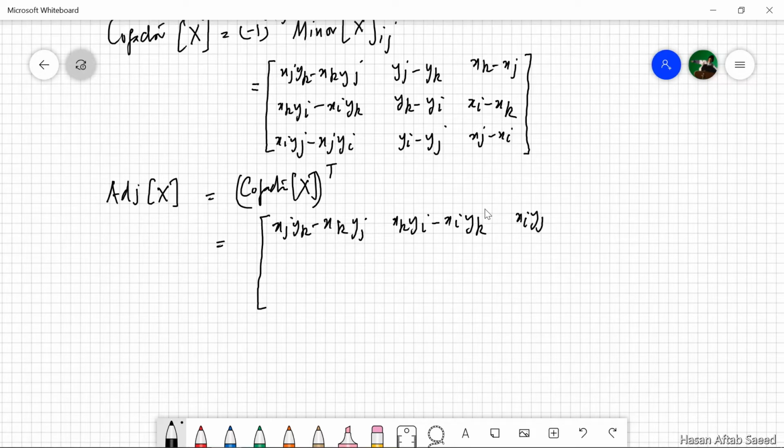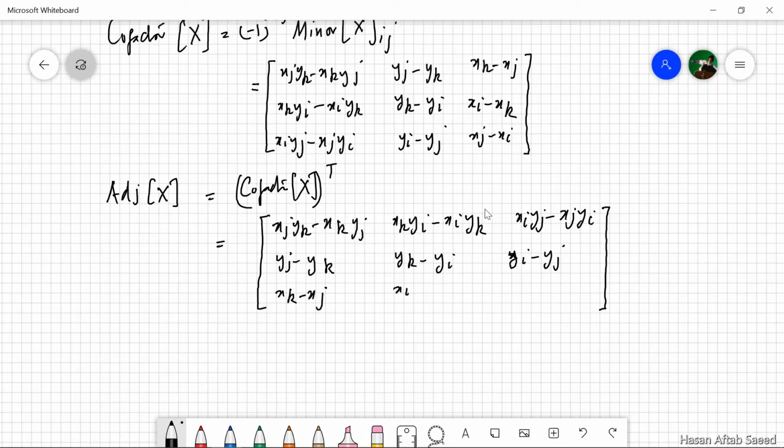Similarly, xj minus xj yi. Now we have yj minus yk minus yi minus yj, and then we have xk minus xj, xi minus xk and xj minus xi. So we have the adjoint of x.